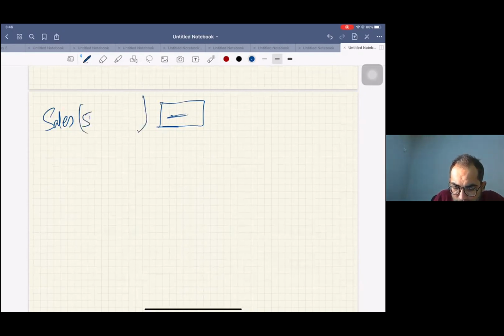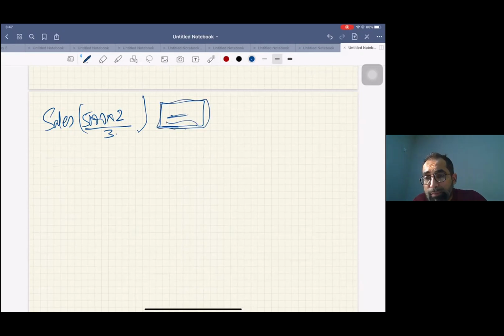For example, 5,000 multiplied by 2 divided by 3. This is the working you have shown, and then you do it directly in the cell. But if you are not showing this working on the sides, then you have to apply the formula 5,000 multiplied by 2 divided by 3.